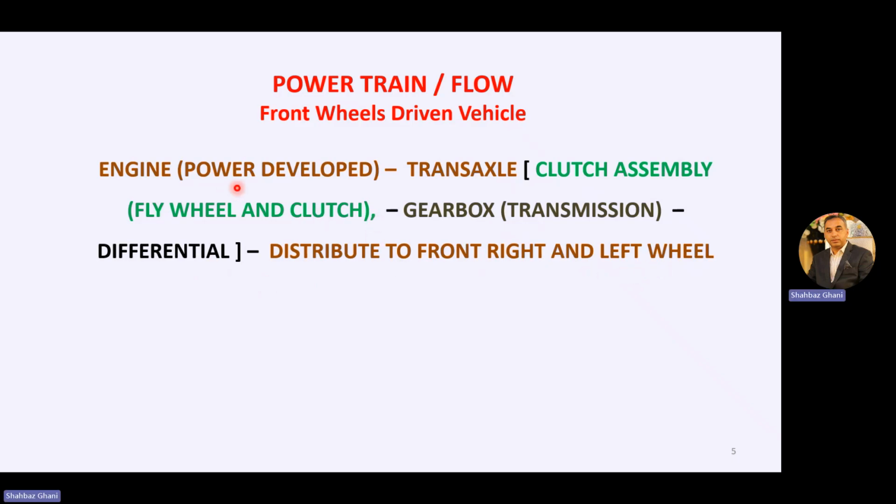So the powertrain or power flow in a front wheel driven vehicle: we have the engine where the power is developed. See the color coding, the same color coding was used in the previous chapter, same slide. Transaxle, then distributed to the front right and left wheel. And the transaxle is a combination of 3 sub-assemblies in which we have a clutch assembly, gearbox, and differential.